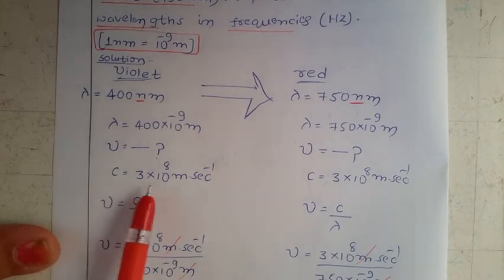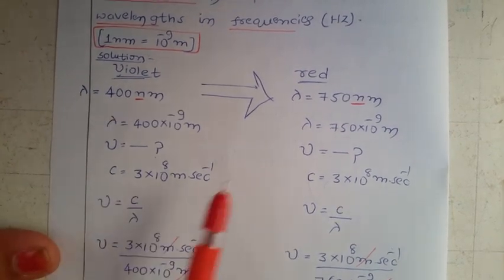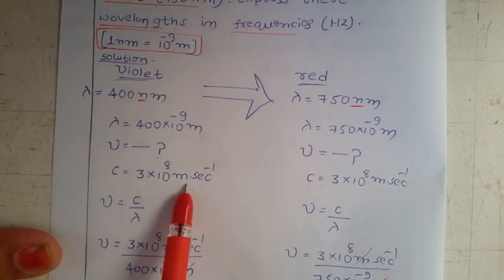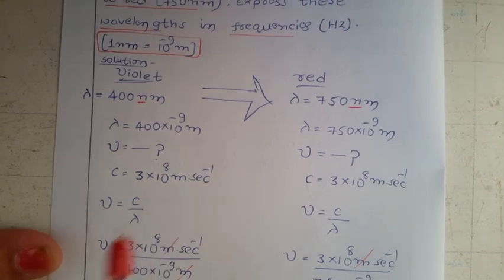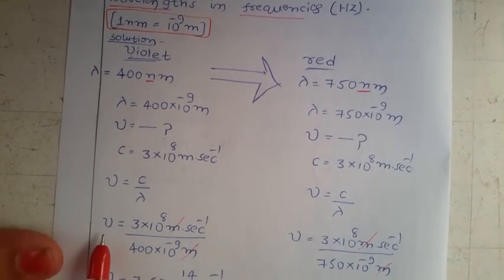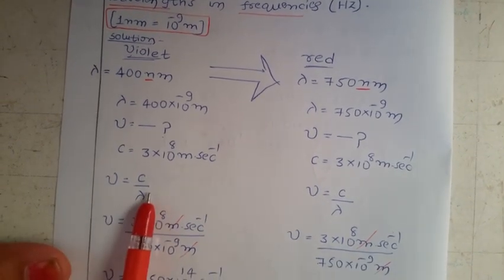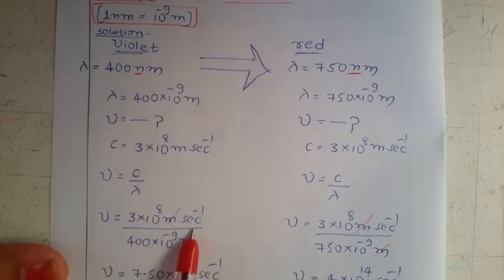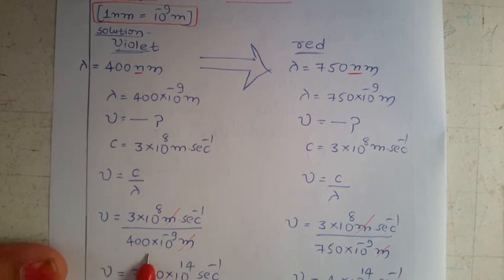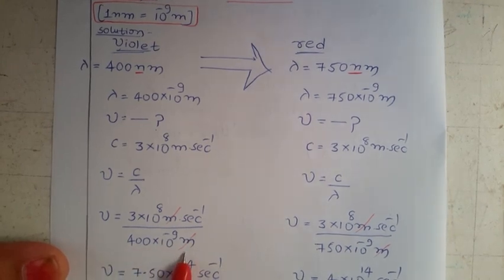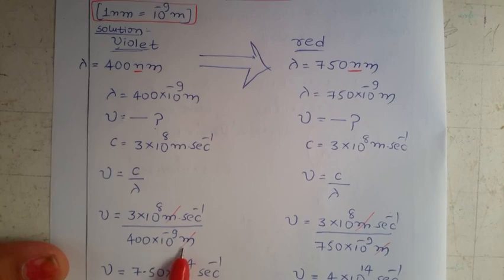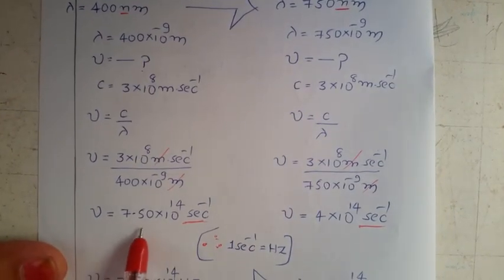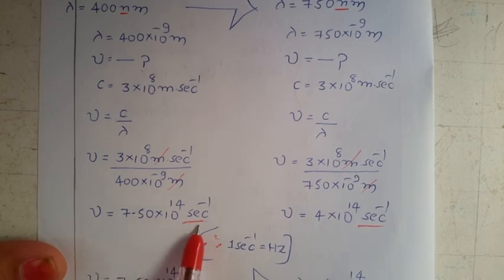So c value we have to remember. Already here lambda value is in the meter, so c value also we have taken as meter per second. Now substitute the values in the above expression. Mu equal to 3 into 10 to the power of 8 meter per second inverse and 400 into 10 to the power of minus 9 meters. So what happened? This meter gets cancelled. You are left with mu equal to how much? 7.5 into 10 to the power of 14 second inverse.